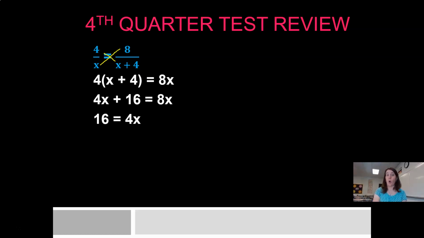And now to get the x all by itself, notice it's on the right-hand side. So how do I get rid of that 4? Divide by 4. 16 divided by 4 gave me 4, and there's my answer for x.